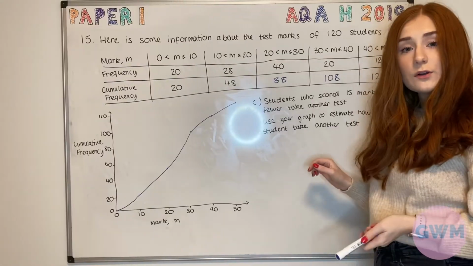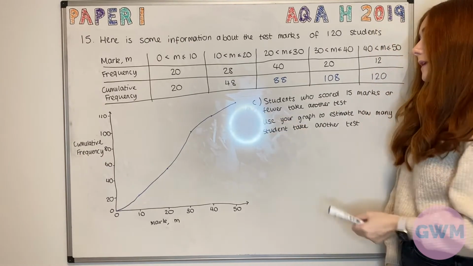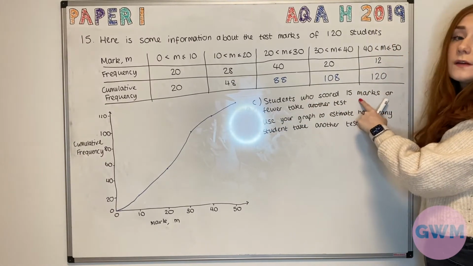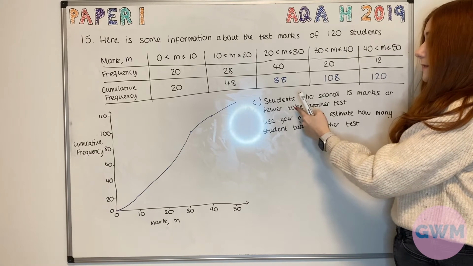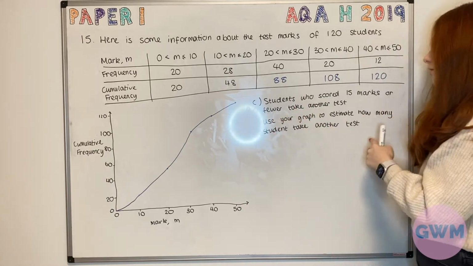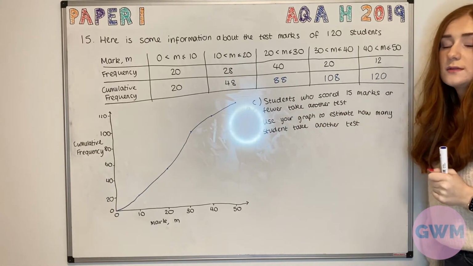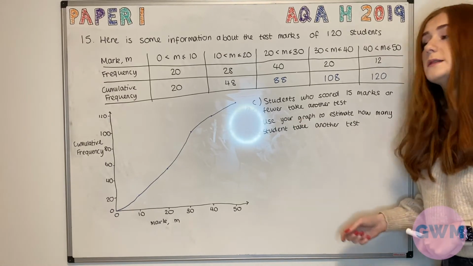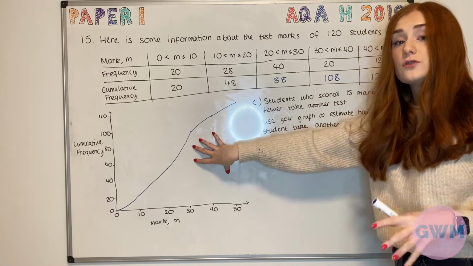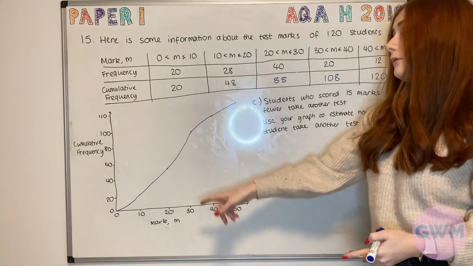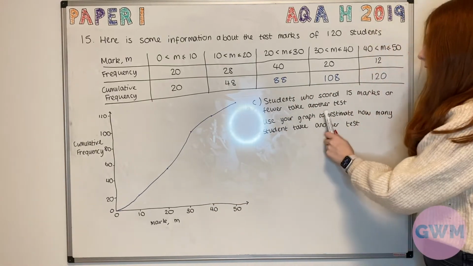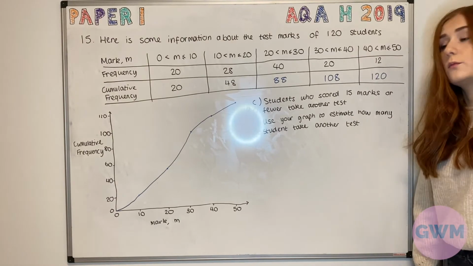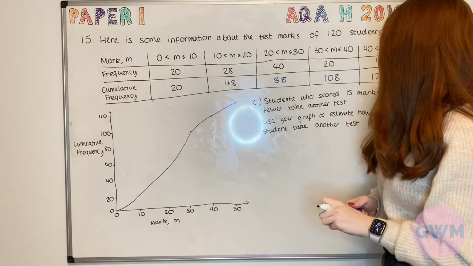And then we have the final part of 15, which is 15C, and it tells us that students who score 15 marks or less take another test, and it wants us to use our graph to estimate how many students take that other test. The fact it says use your graph means it wants to see that you have used your graph. So this is the point where we draw a line on our graph. 15 or less is the number we're looking for, so we're looking for 15 marks on our graph.